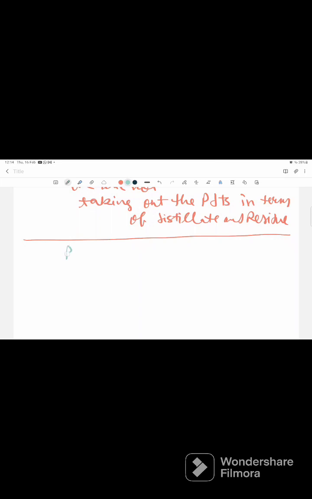For a pump, power is defined as delta P into Q. Q is meter cube per second. Delta P is Newton per meter square. So this is Newton meter per second. This is joule. So joule per second.